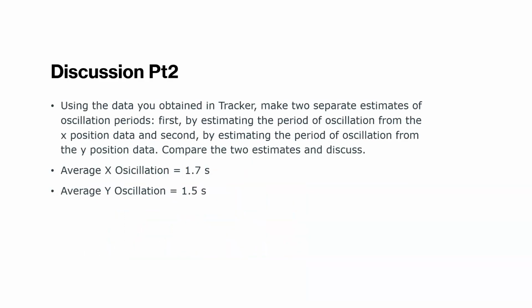And then our second part of discussion, estimate the period of oscillation from the data. So we calculated the x oscillation to be 1.7 seconds and the y oscillation to be 1.5 seconds. They should be closer to about the same time, and that would give us a more circular oscillation pattern if they were exactly equal times, which comes down to error. But these stay consistent pretty much throughout the entire experiment.